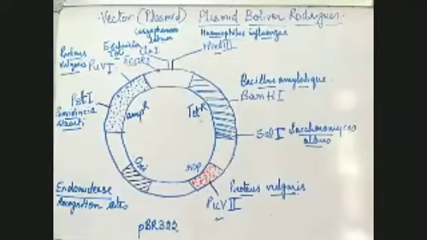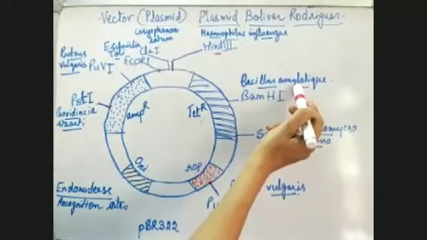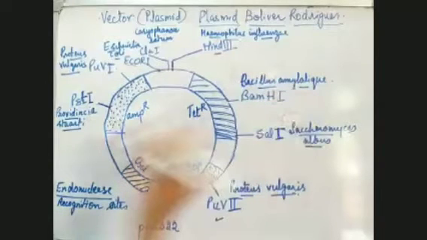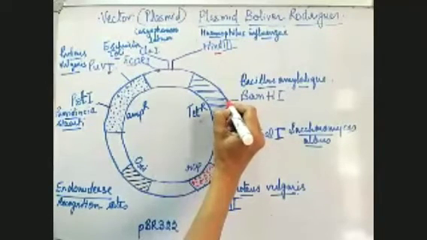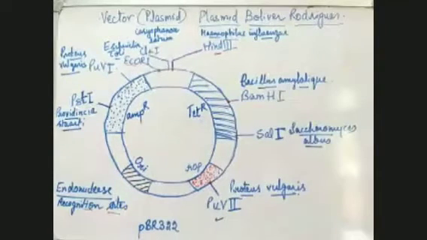Bacillus amyloliquefaciens, which is BamH1. This is an endonuclease and it can cut the plasmid only here. This is the recognition site. What we say recognition site is where it can cut. So we have got the recognition sites and we have got the names of the endonucleases.